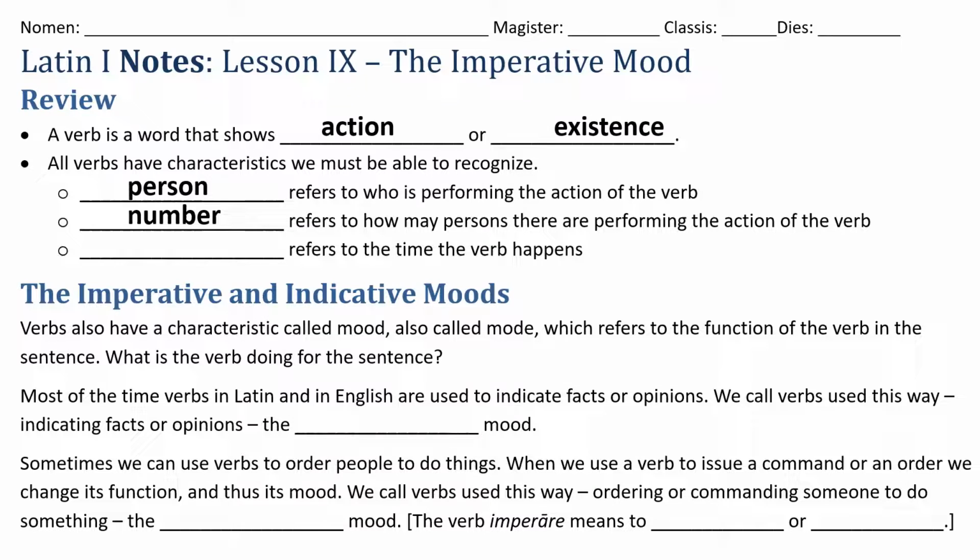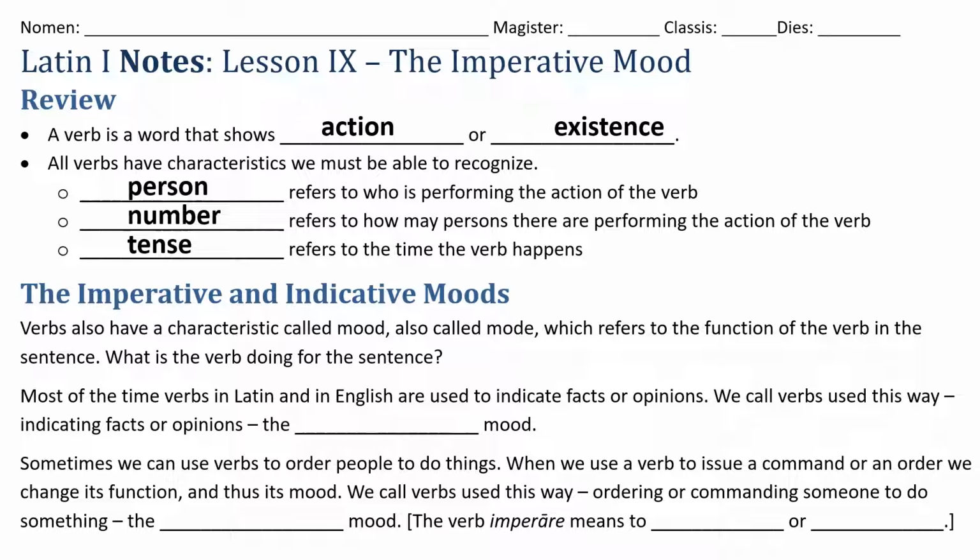The final characteristic is the time that the verb happens. We haven't talked about this much, but we will in the future, no pun intended. And it's called tense. Tense refers to the time the verb happens. Verbs also have a characteristic called mood, sometimes mode, that refers to the function of the verb in the sentence. Basically, what is the verb doing for the sentence?